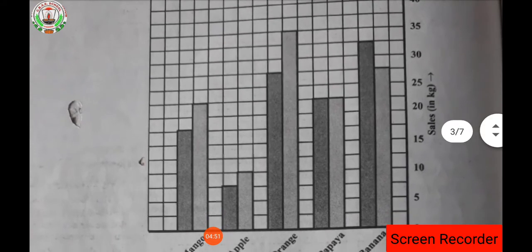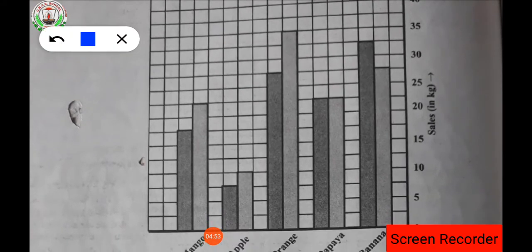So on Monday, how much mango is sold? That is how much? Here it is, isn't it? If we see, it is between 20 and 15.